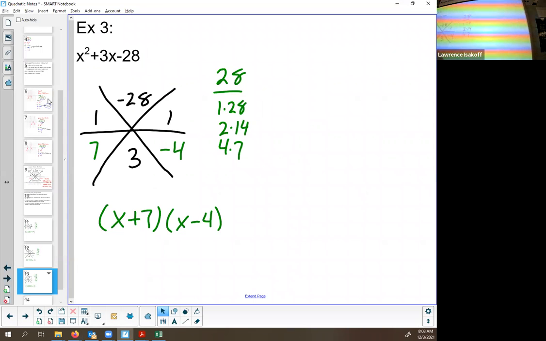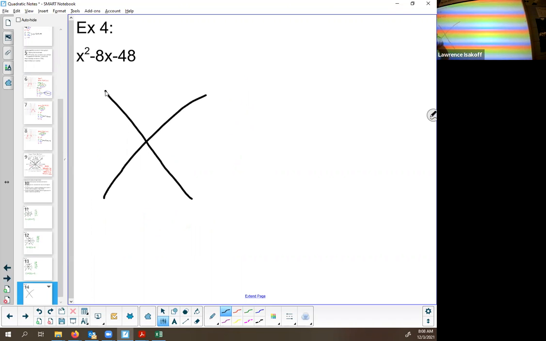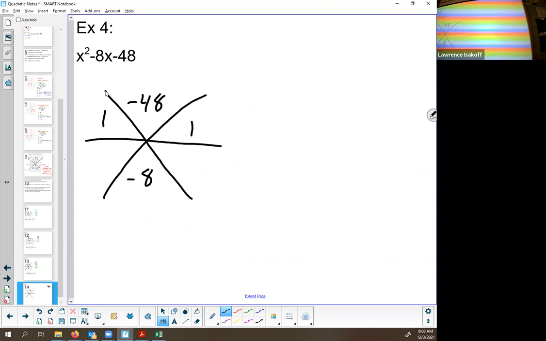Any questions on example 3? We got one more example for today. This one, both B and C are negative. So it's negative 48 up top, 1 and 1, and then negative 8 on the bottom. So 48's a bigger number. We should have a longer list, right? What are some numbers that multiply to give you 48?